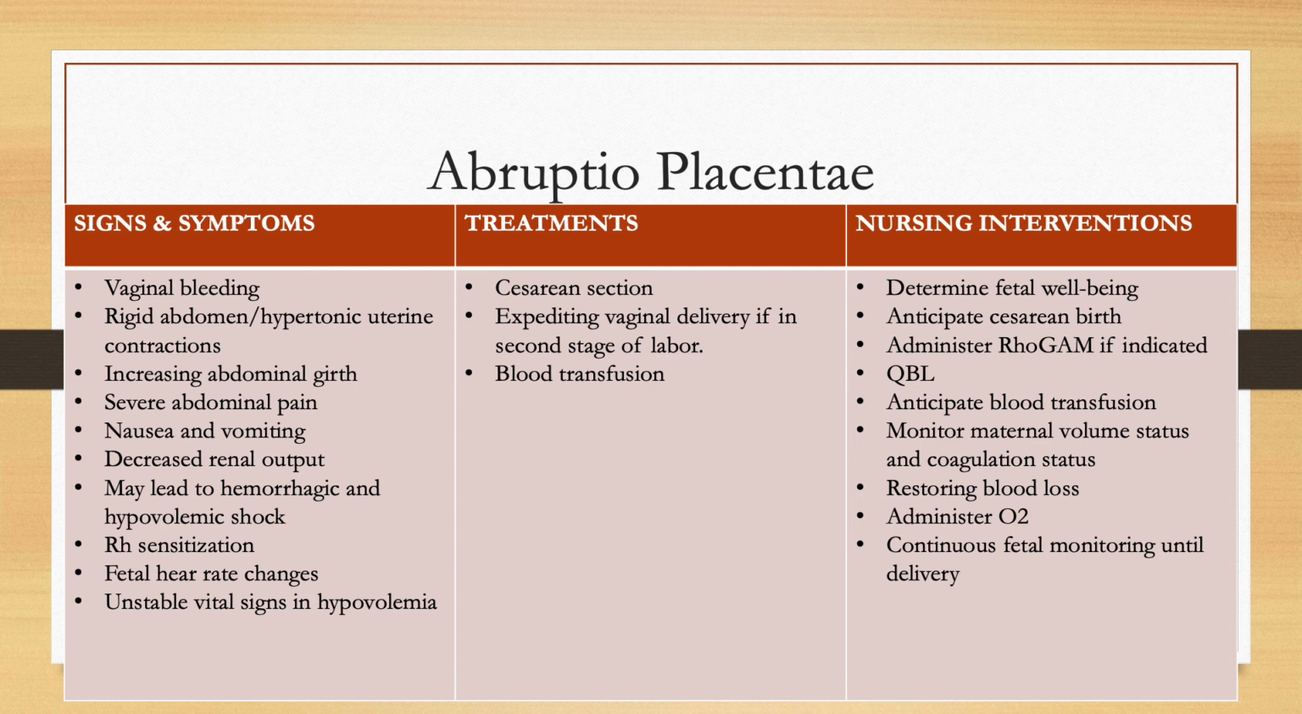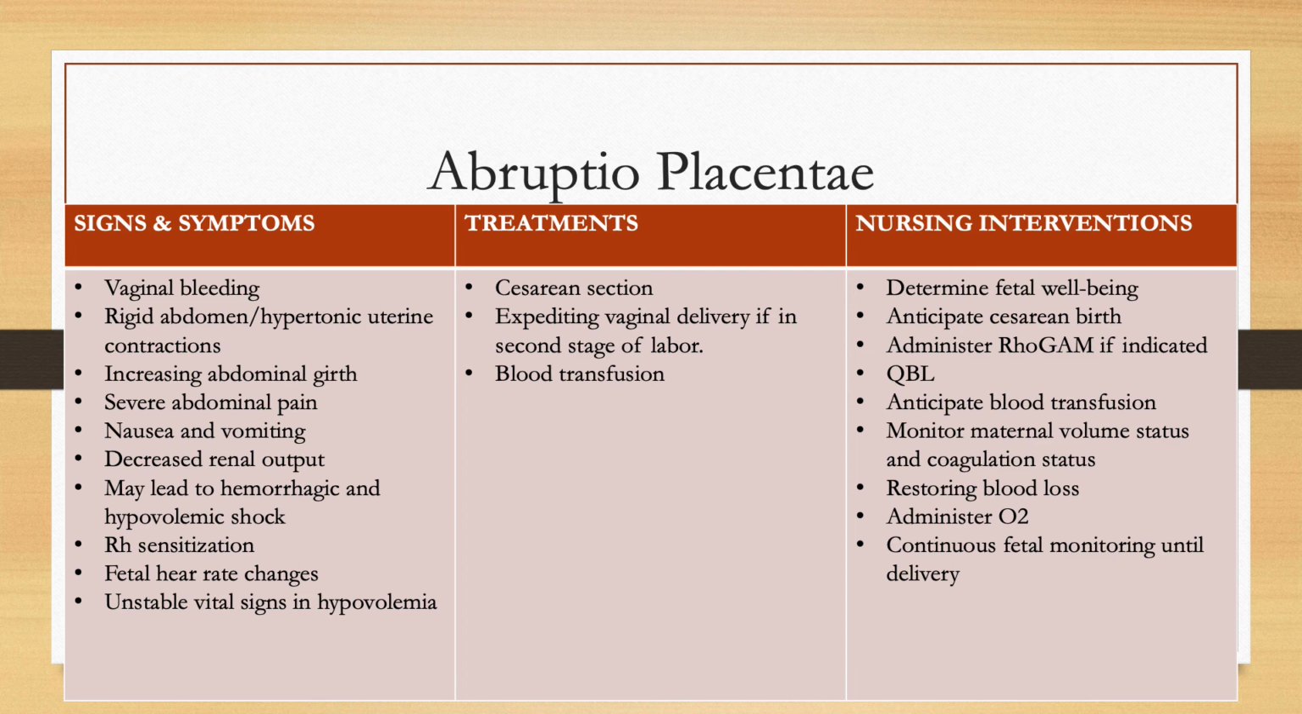Anticipate the blood transfusion. Monitor maternal volume status and coagulation status, very important. Administer O2, okay. Restore blood loss with the transfusion, and again, continuous fetal monitoring until delivery. Please note that some of the causes of an abruption can be drug use, okay, or trauma. Note that maternal death is rare, but it is 7 times higher than the overall maternal mortality rate. Okay, so yes, a patient that is not treated in a timely manner may not survive an abruption.